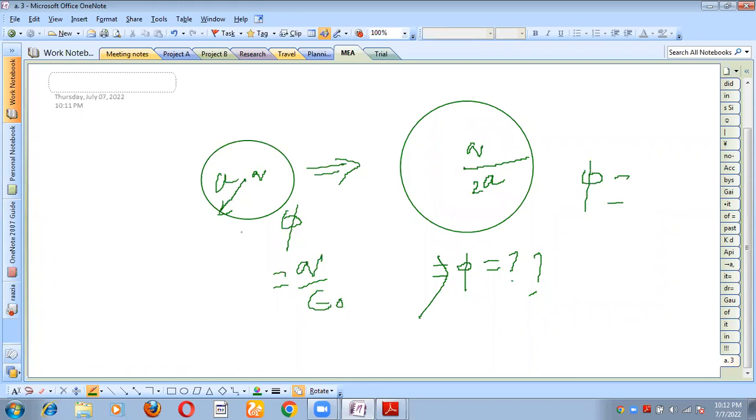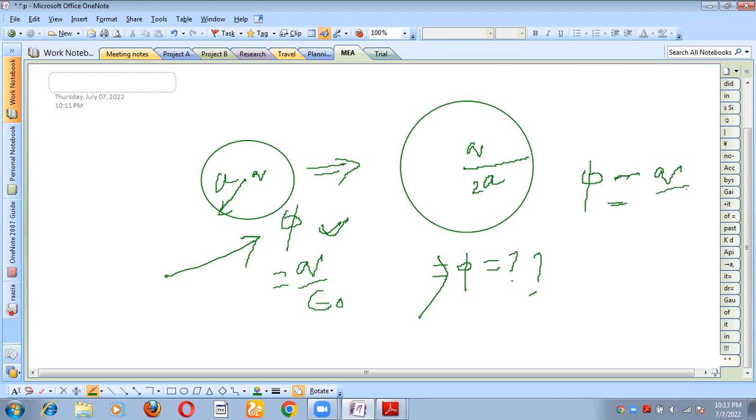What we have to do? We have to apply Gauss law. Here, how do we find flux? We applied Gauss law. Again applied Gauss law. What will it say? Q by epsilon naught. Flux will remain the same.